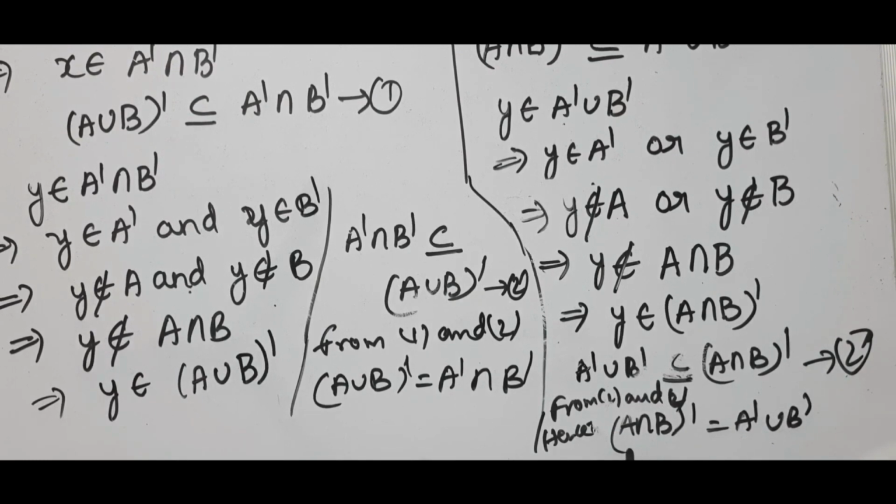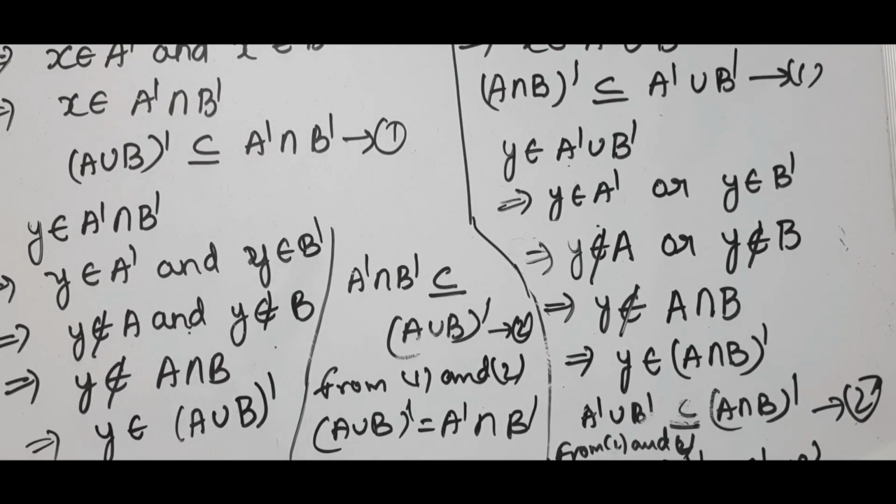So De Morgan says that if union is there, the union of two sets whole complement will be the complement of each set, with intersection in between. If it is intersection, you will see union, and if it is union you will see intersection, and the complement of each set. Okay, that is De Morgan's law and the proof is the same.